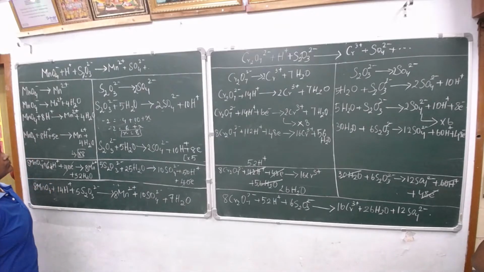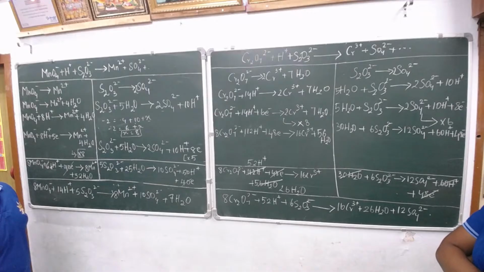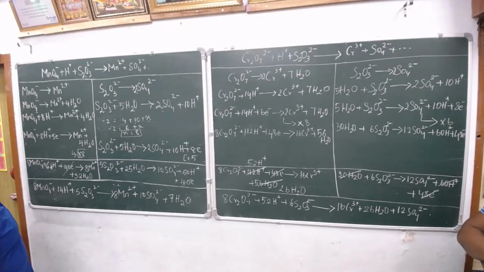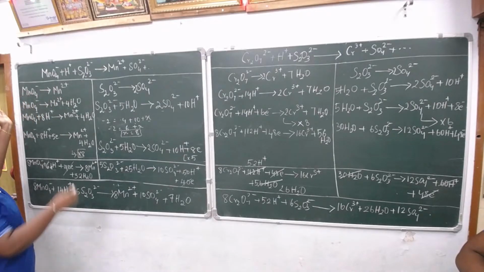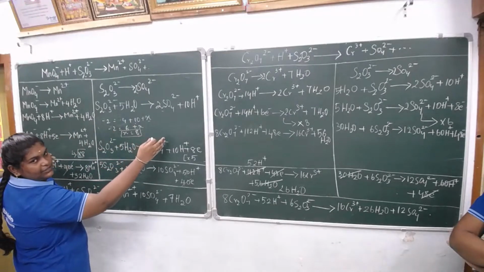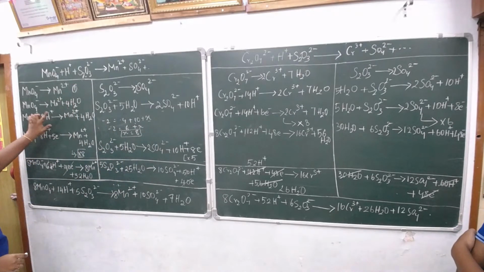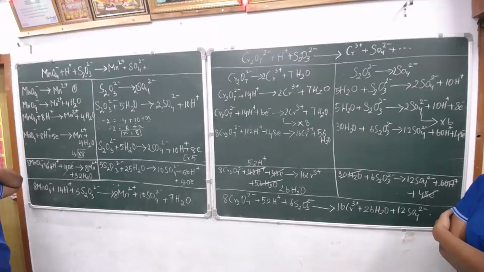What is the other name of this method? One is the half cell method, another is the ion electron method. Now, what are the major steps you are supposed to follow in the ion electron method? First we need to split it into the oxidizing agent part and the reducing agent part. This is the first important step. Then we need to adjust water molecules. First of all, you have to balance the cation.